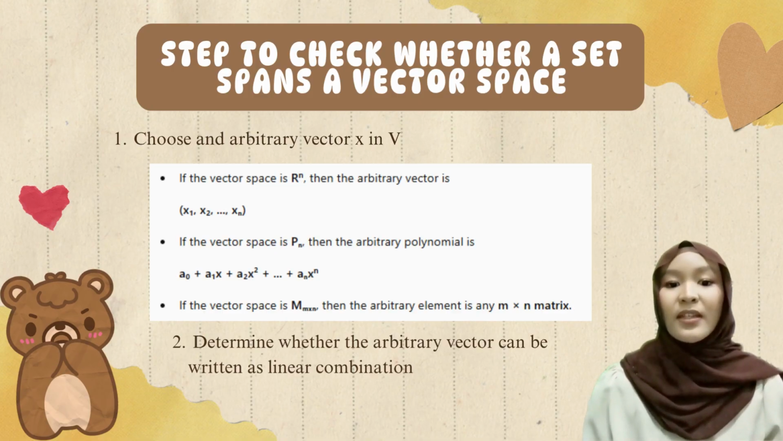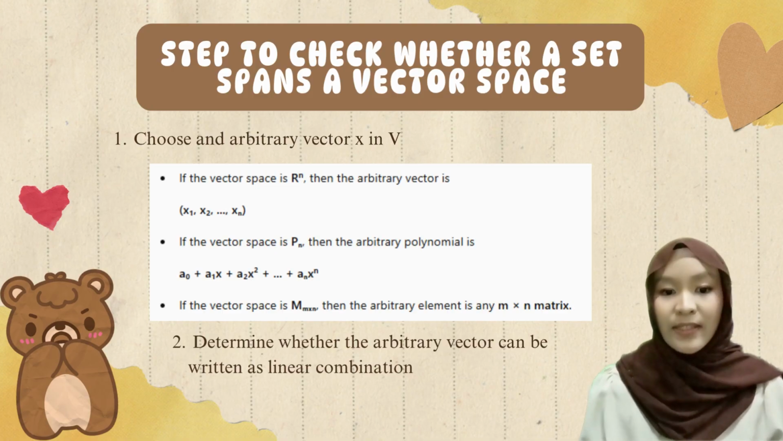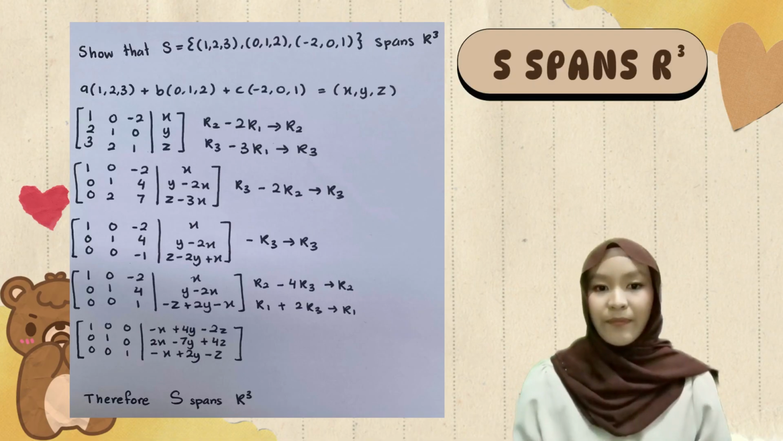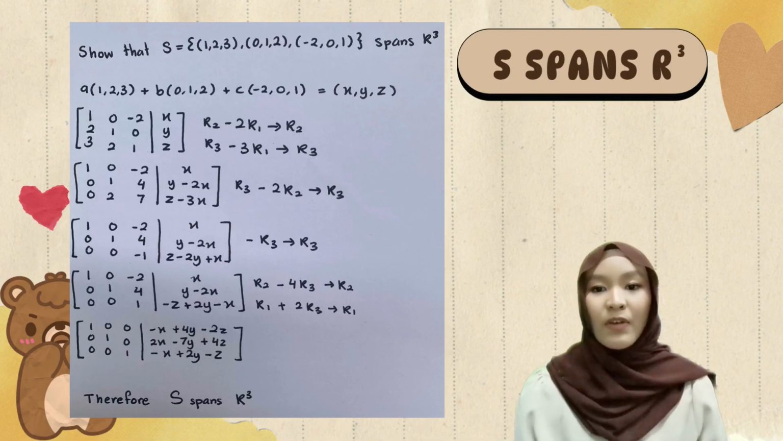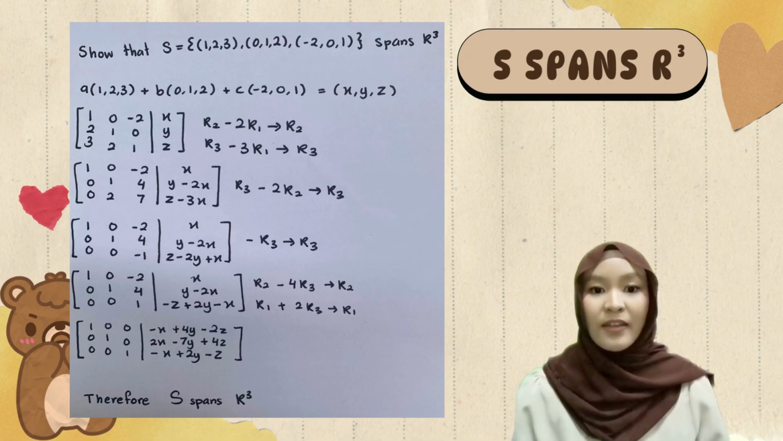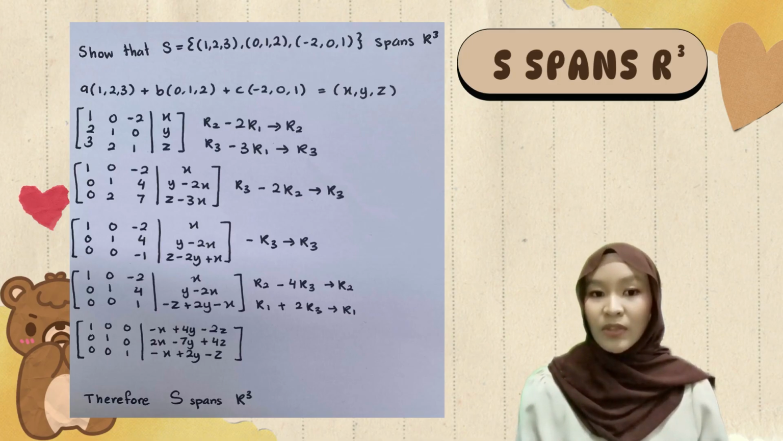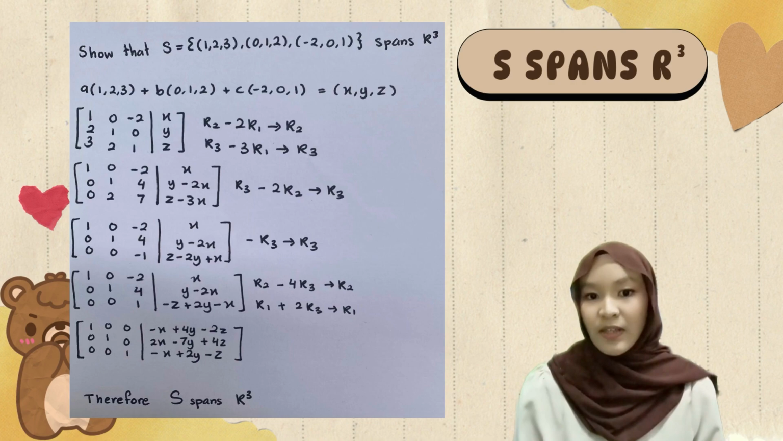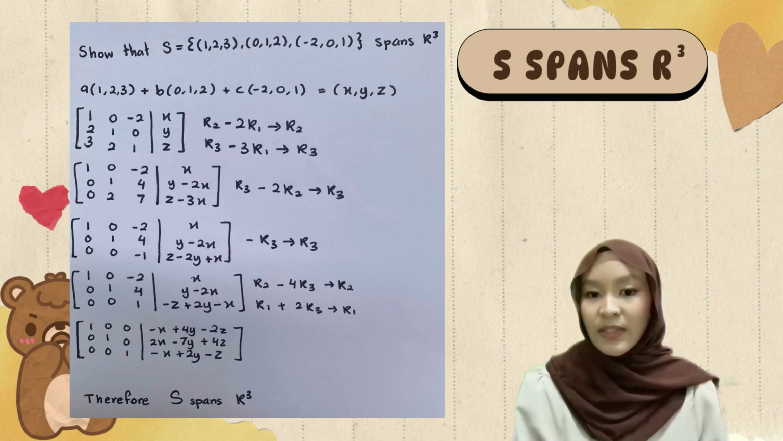Now that we understand the definition and the procedure, let's look at an example to see how we determine whether a set of vectors spans a vector space. Here is the example for S spans R3. The question asks whether the set S, which consists of the vectors (1, 2, 3), (0, 1, 2), (-2, 0, 1), spans R3. Following the steps given, first, we choose the arbitrary vector.